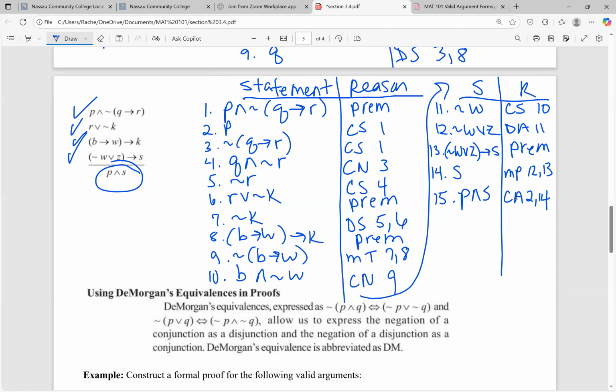So this was a lengthy one. Sometimes you'll see these arguments, when we do a formal proof for an argument, they have maybe 5 or 6 statements and reasons. This one had 15. It all depends. Some are easier than others. It just takes practice.